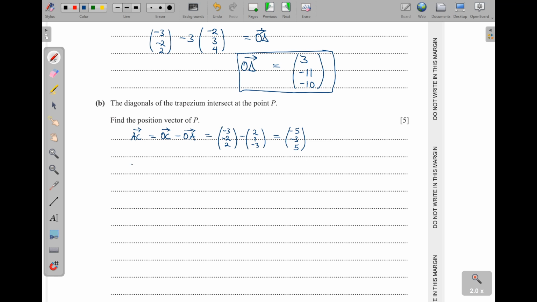Okay, now the equation of the line AC is going to be, let's say, R1, which is going to be equal to OA, which is passing through the point A, then plus lambda, then AC is going to be the directional vector. So that means R1 is going to be 2, 1, negative 3, okay, and then plus lambda times -5, -3, 5. That is 1 there.